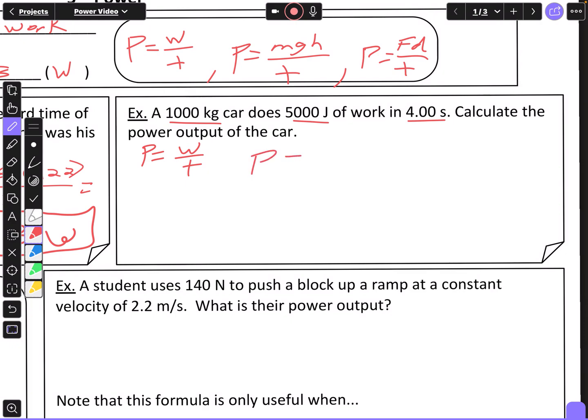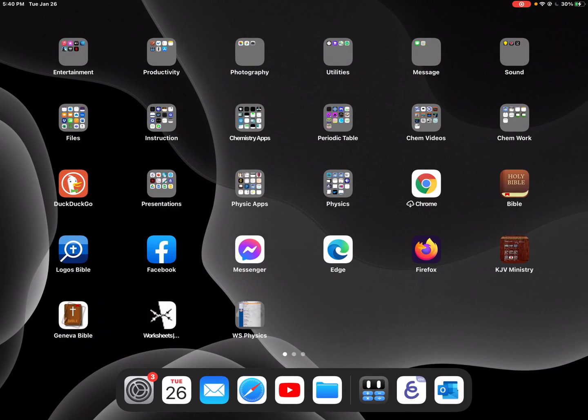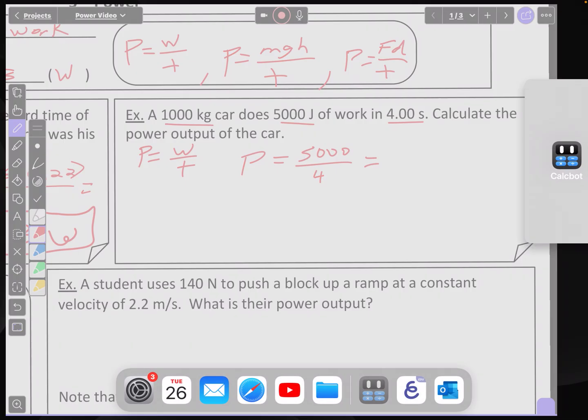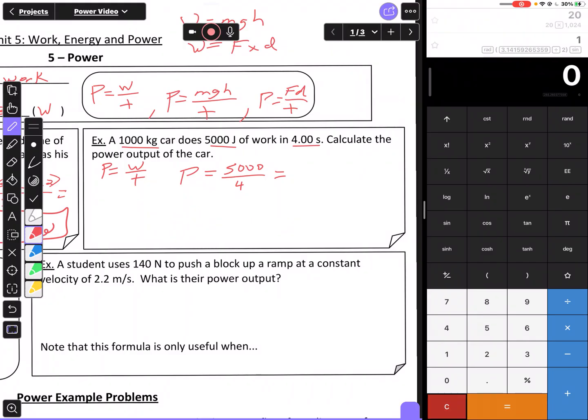I just want to plug in my work, which would be 5,000 divided by my time, which would be 4.00. And that equals 1,250. And that would be watts.